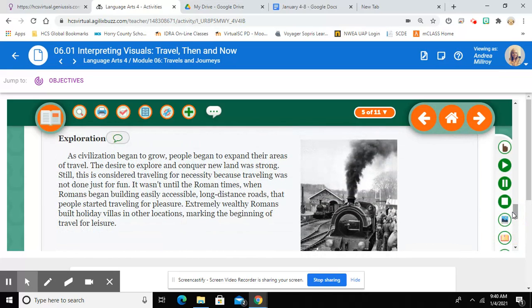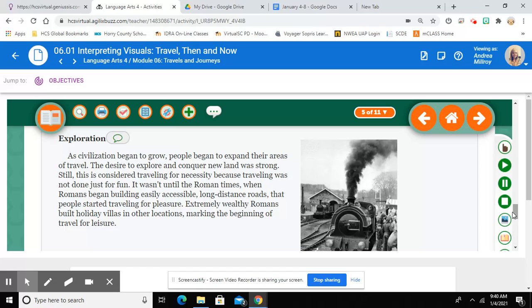Exploration. As civilization began to grow, people began to expand their areas of travel. The desire to explore and conquer new land was strong. Still, this is considered traveling for necessity because traveling was not done just for fun.